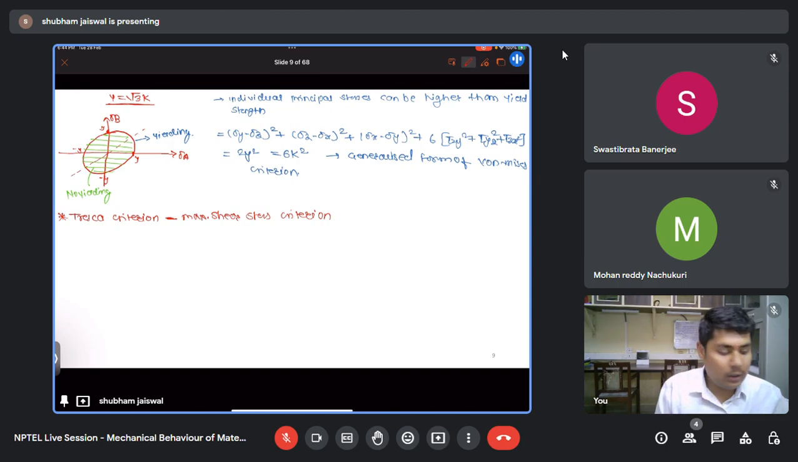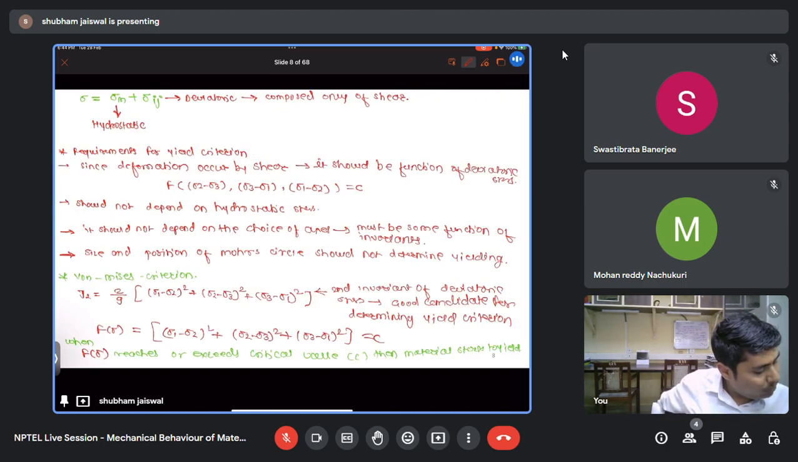So let's take this equation: sigma 1 minus sigma 2 square plus sigma 2 minus sigma 3 square plus sigma 3 minus sigma 1 square equal to this constant. Here I am highlighting with the blue. If we assume the stress in one direction is 0, that is, let's assume sigma 3 is 0, what will you get? Sigma 1 minus sigma 2 square plus sigma 2 square plus sigma 1 square equal to some constant c.